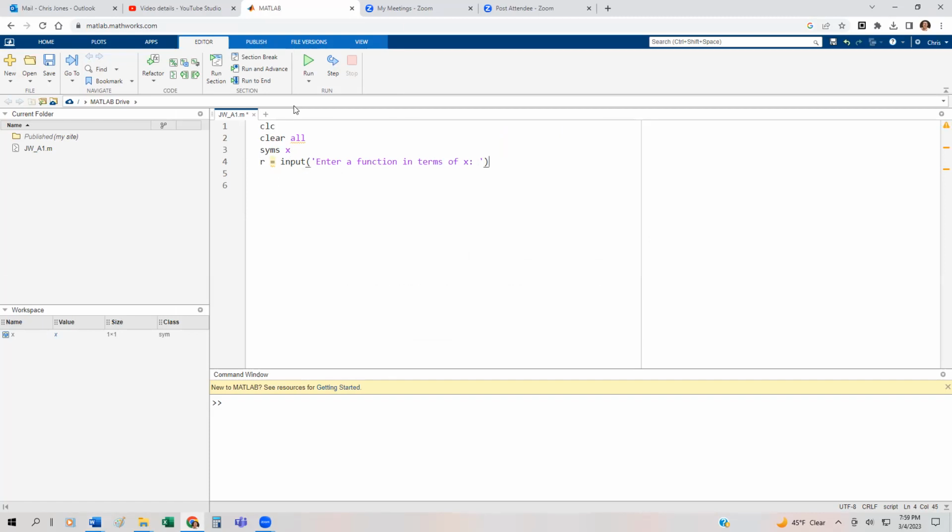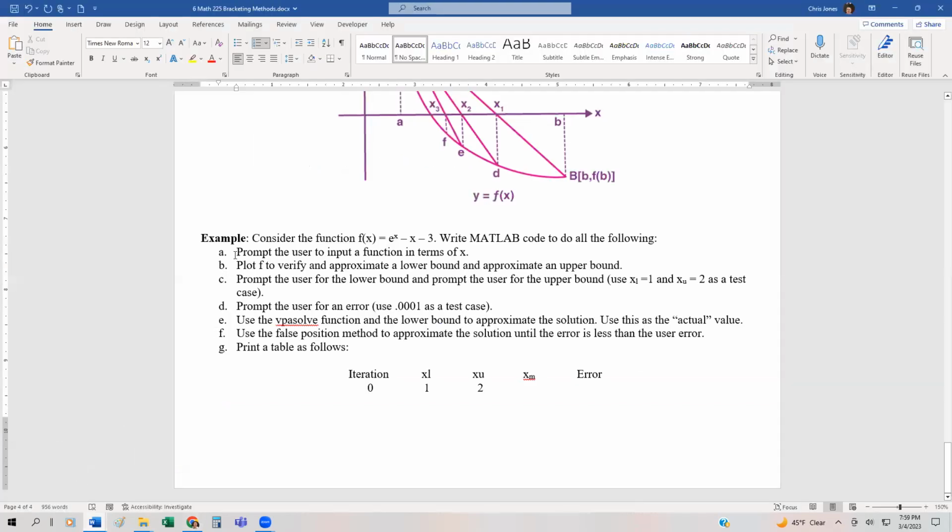And then what I'm going to do is plot this. So I'm just going to ezplot that function. And the other thing I probably want to do is put the grid on for this. So I think that's realistically the first two parts of what we're asked to do here. So we want to prompt, and then we want to plot. Then we want to get an upper and lower bound. I'll just call that high and low to make it easy.